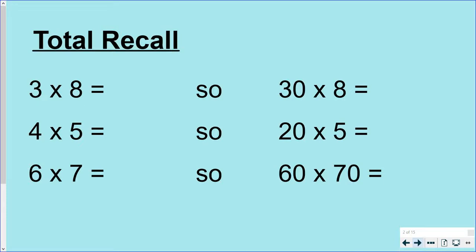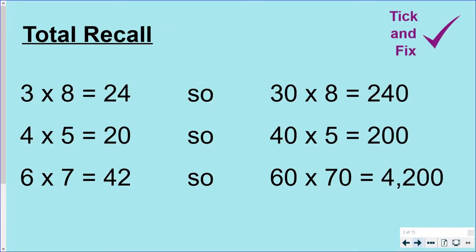Okay, let's go through the answers. So we've got 3 times 8 is 24, so 30 times 8 is 240. The 3 is 10 times bigger, so our answer has to be 10 times bigger. When something's 10 times bigger, it moves up the place value columns 1 place, and we can add a 0 placeholder. So basically you can just add a 0 on the end.